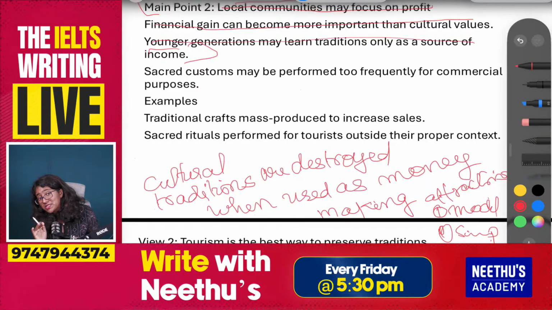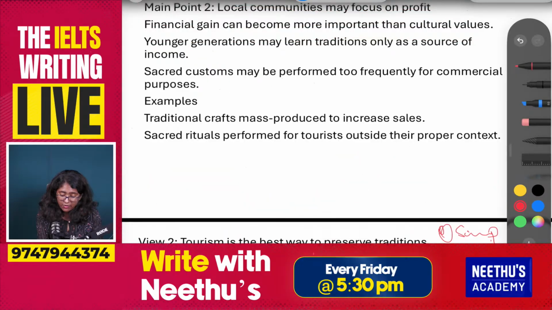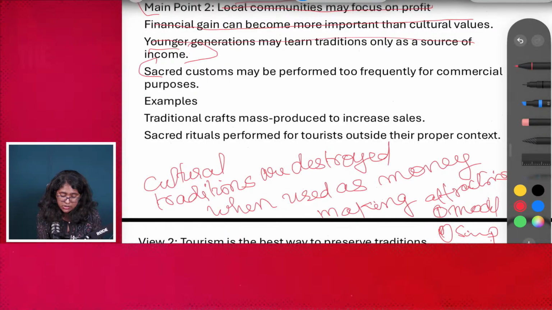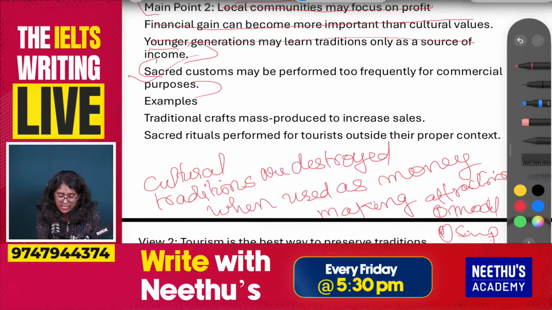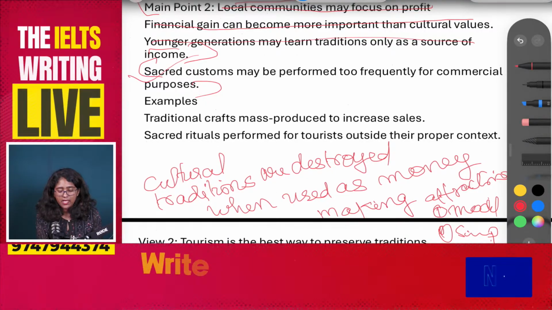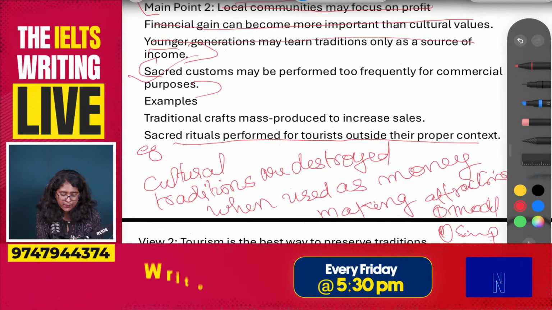If you're not able to understand it, just ignore it. That's all I can tell you. Sacred customs may be performed too frequently for commercial purpose. This is a good point. Examples: traditional crafts mass produced to increase sales. Sacred rituals performed for tourists outside their proper context. When you say that, this is a point, you can give a direct example.